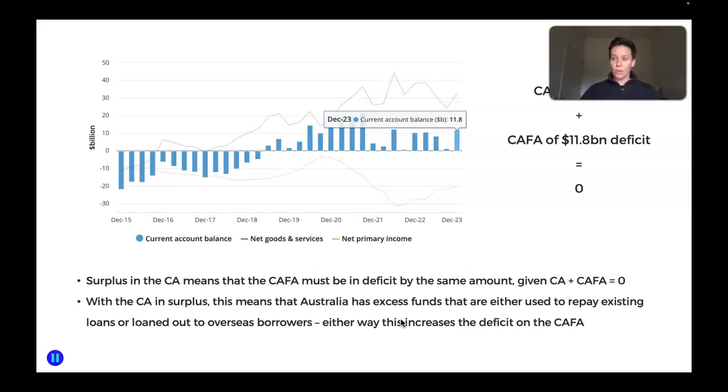So like I said before, team, current account surplus up, CAFA down. Or the money might be lent out overseas to overseas borrowers. But either way, the excess money from the surplus is going to go offshore in the sense that it's going to complement, in an opposite direction, that change in the current account surplus.